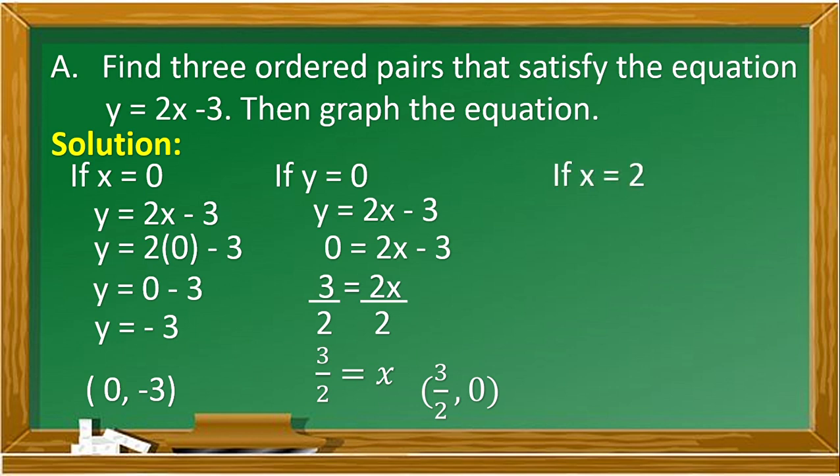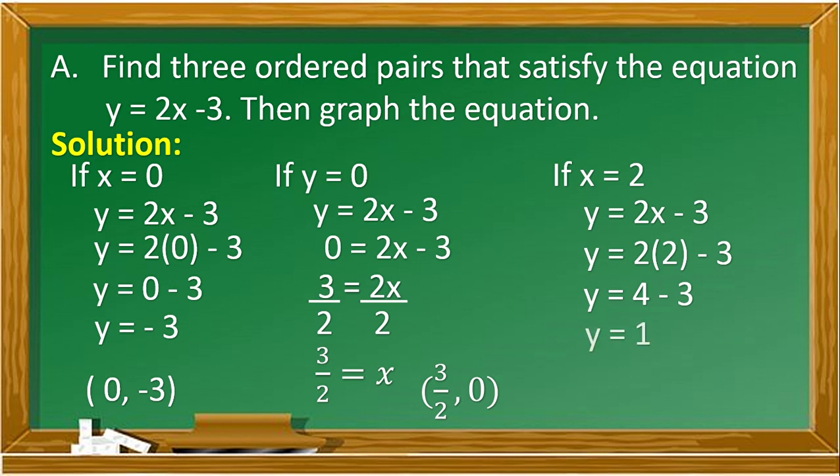Now, if x is equal to 2, then y is equal to 2x minus 3. Let's substitute the value of x by 2. We have y is equal to 2 times 2 minus 3. So we have 2 times 2 is 4 minus 3. Therefore, the difference is 1. And then y is equal to 1. And the ordered pair for this is 2, which is the value of our x, and 1, which is the value of our y.